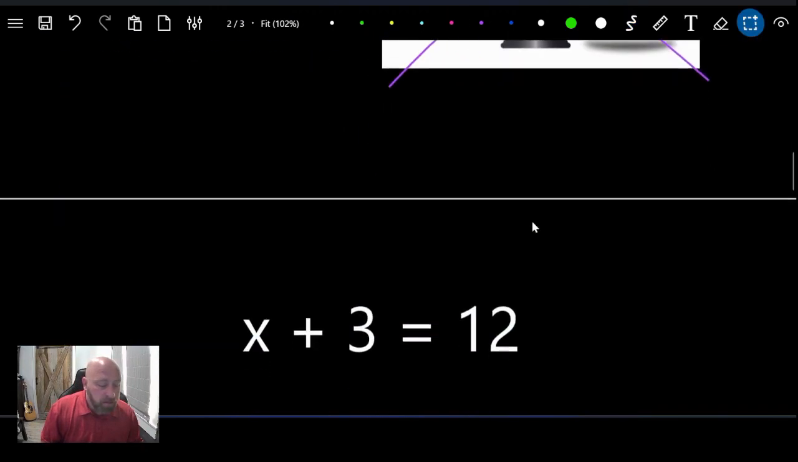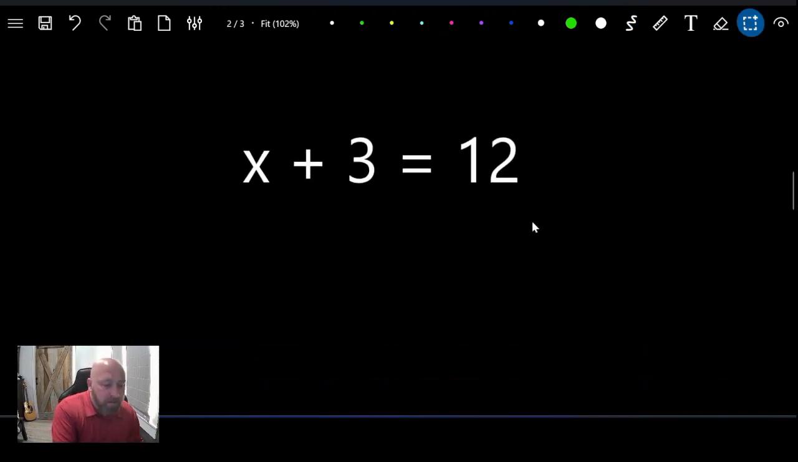All right, let's look down here at an equation. Let's just practice this. All right, so we have x plus 3 equals 12. Now, again, let's think about what are the goals. What am I looking for? First of all, I want to get x all by itself. I want to isolate the x. I want it to say x equals something.